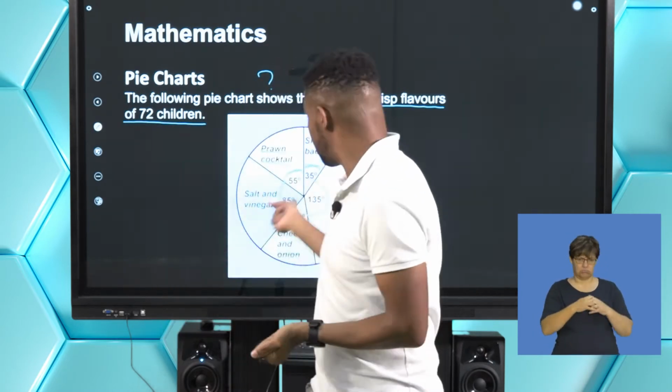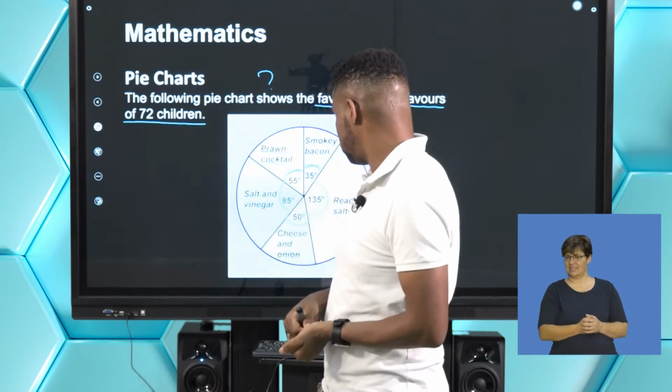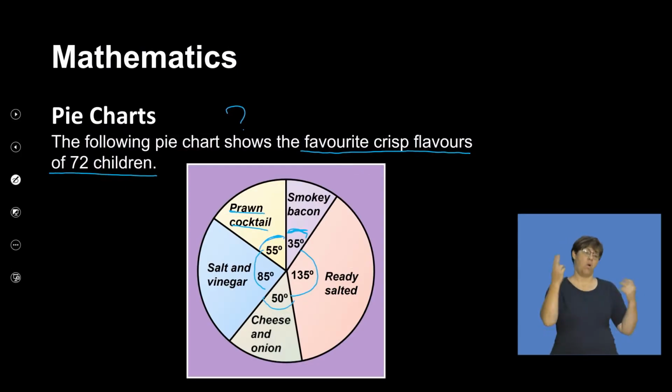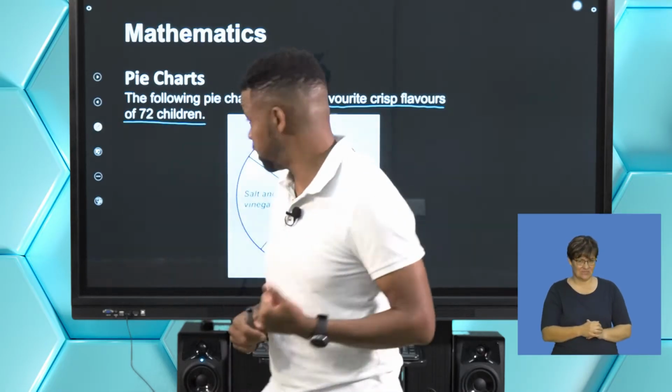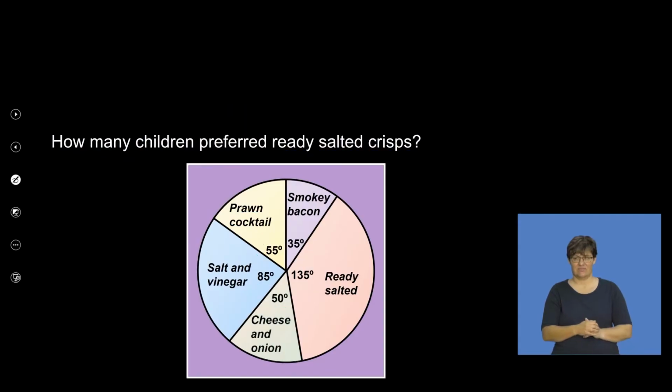I can create my own question. Can I say which one is the most nice? Maybe ready salted, but maybe not. But let's see what is happening. So how many children preferred ready salted? How many children? Can we really tell how many children prefer ready salted?